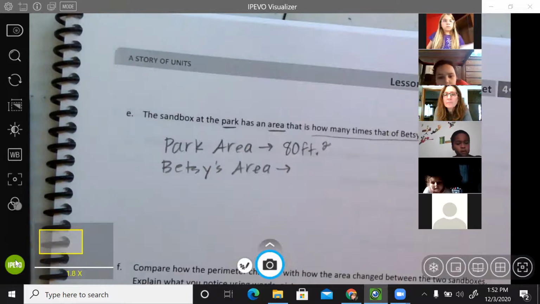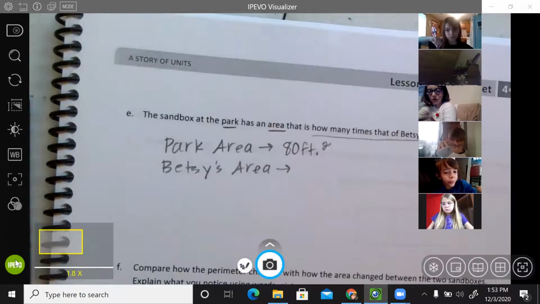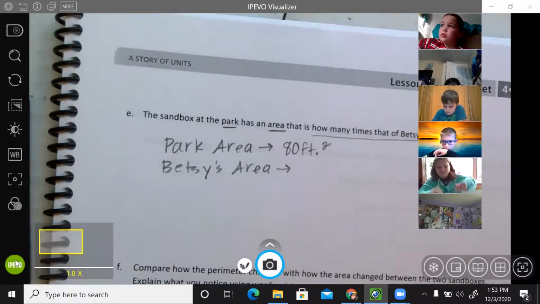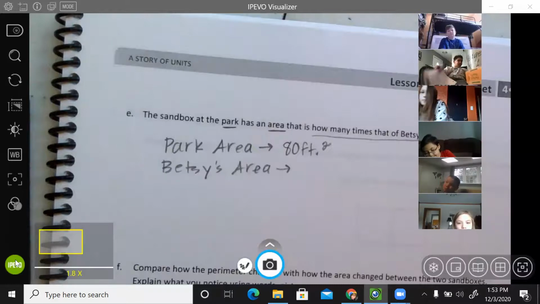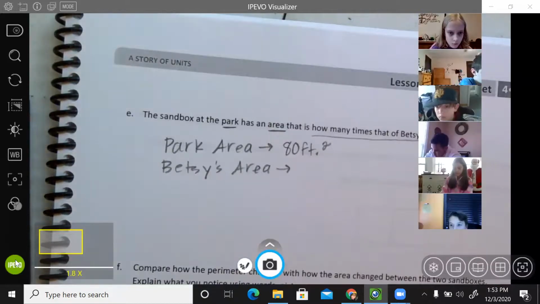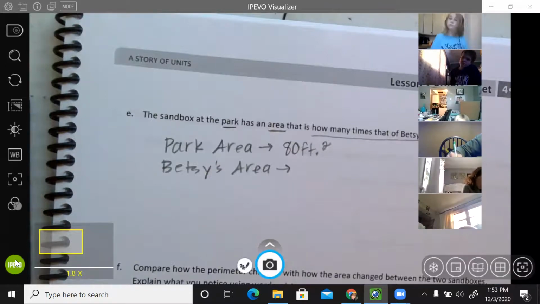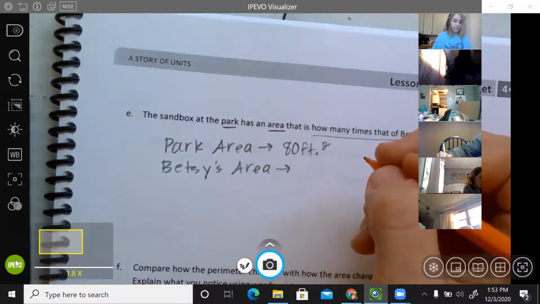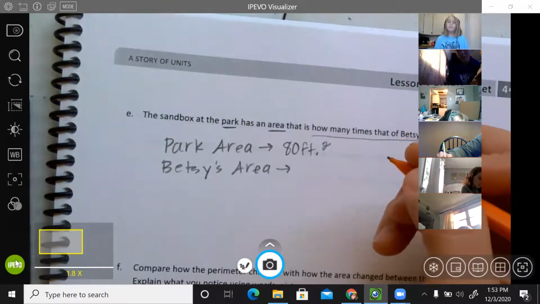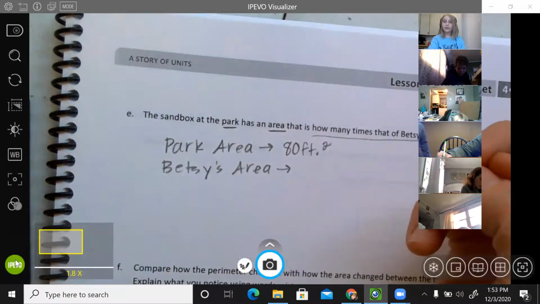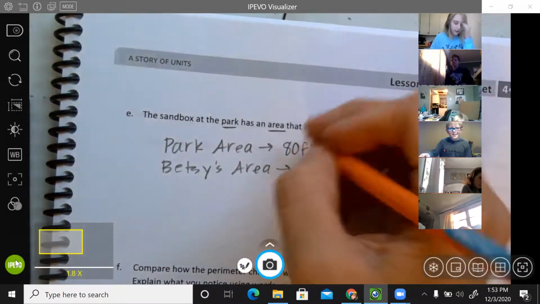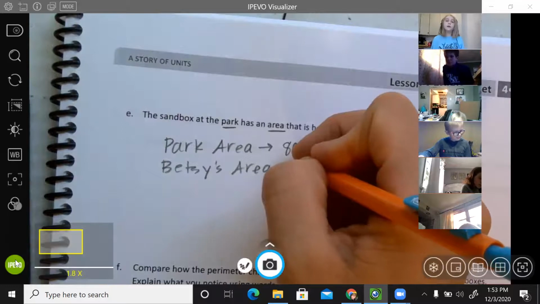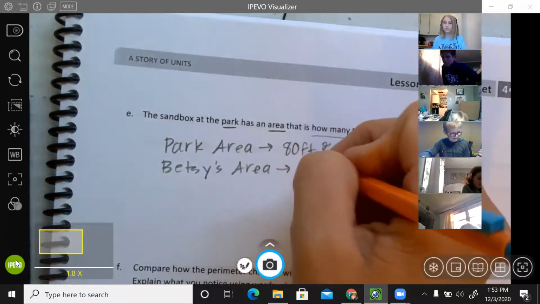Aliana, what's the area of Betsy's sandbox? Sophia, third time's a charm. What's the area of Betsy's sandbox? Sorry, I couldn't hear you. I asked one person, they ignored me. The second person ignored me. You were my third charm. Betsy's sandbox is 20 feet squared.